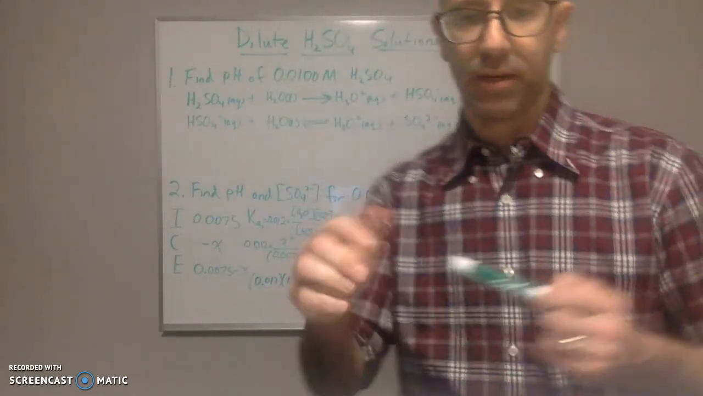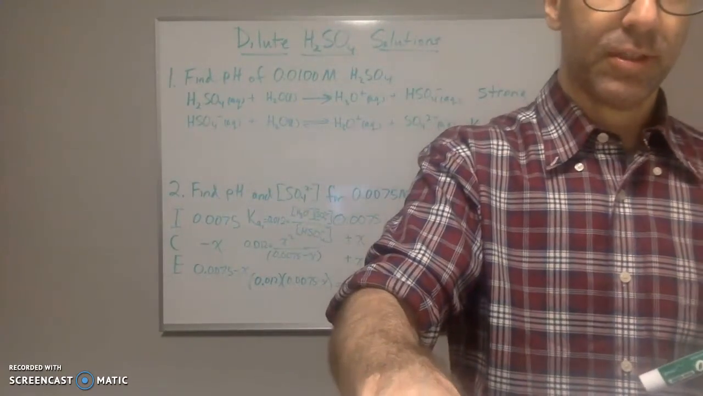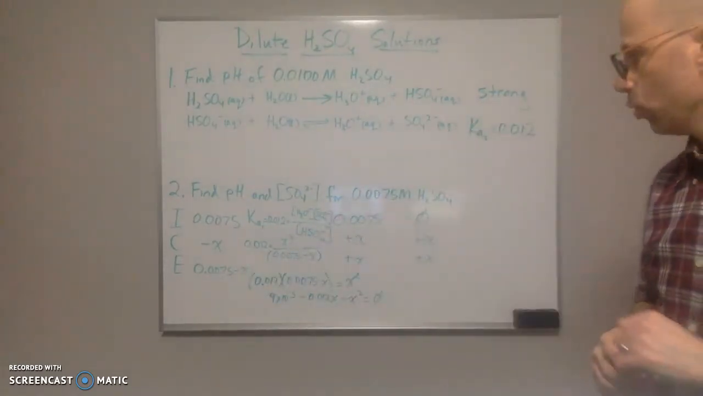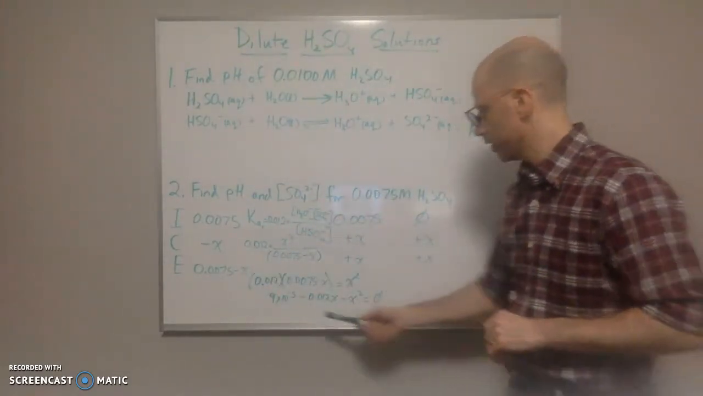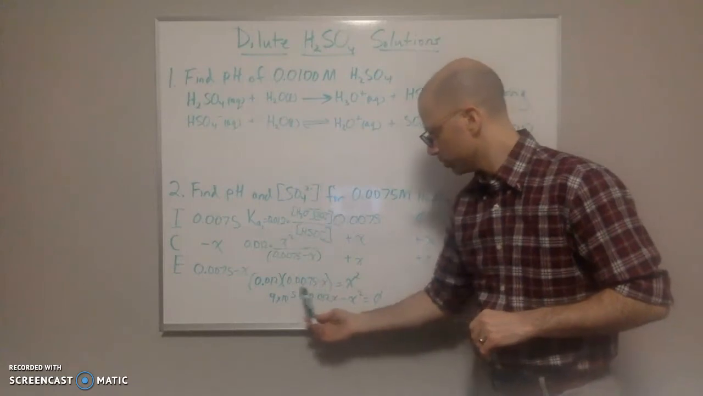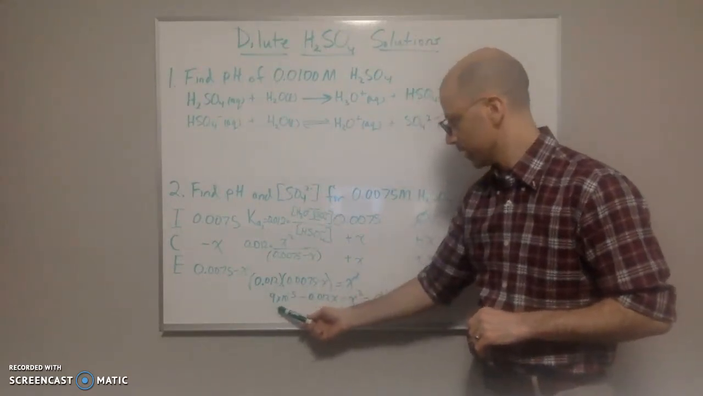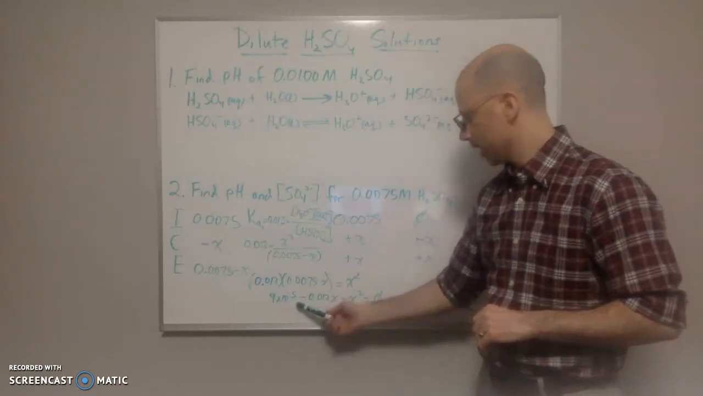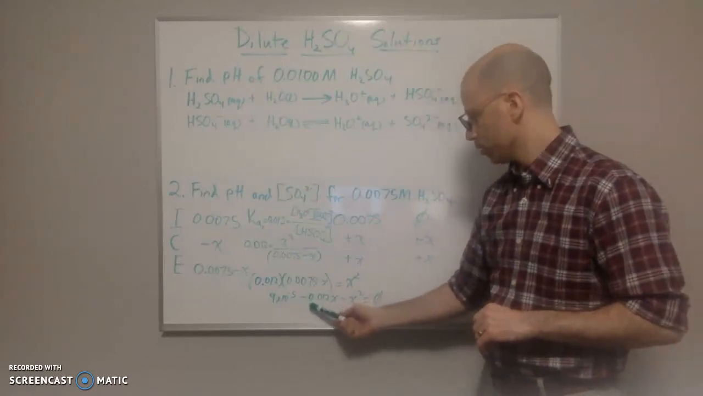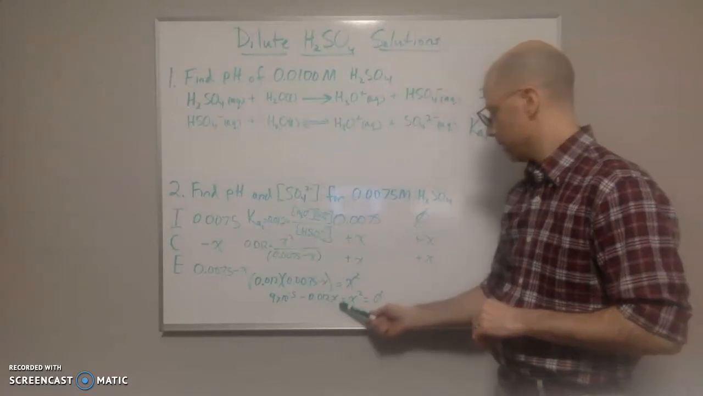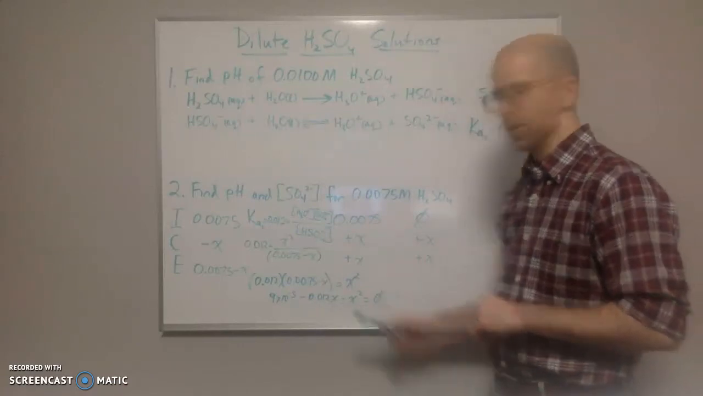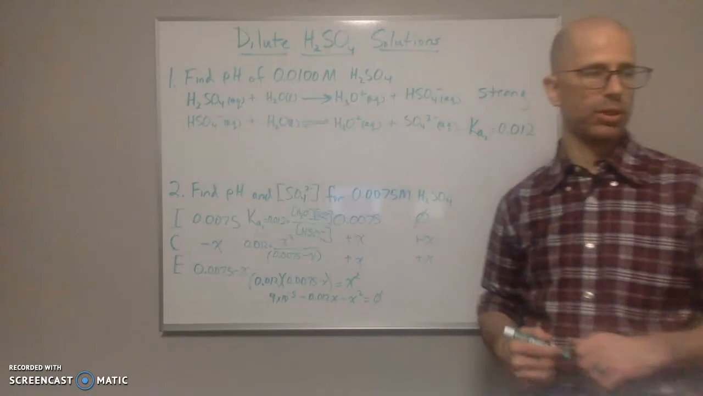When we multiply this out and bring X to the other side, we get 9 times 10 to the negative 5 minus 0.012X minus X squared equals 0. And now you're going to use the quadratic formula.